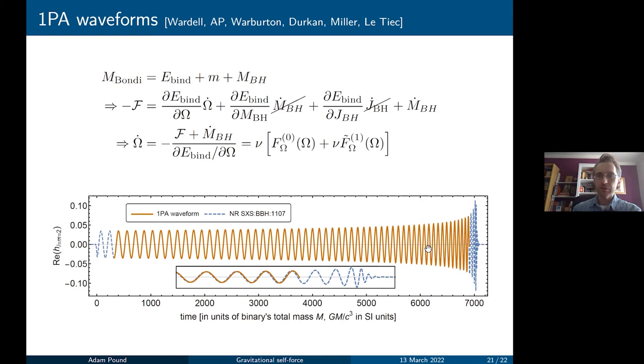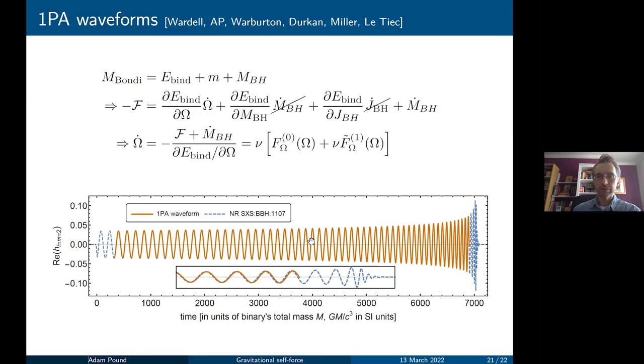The inset here is zooming in on the last few orbits. Keep in mind that here I'm plotting the 2-2 mode. So one orbit is actually two cycles, like from here to here. So I'm cutting off the waveform just over one orbit before merger. And you can see we're still pretty accurate even at the end where we cut it off right there. I think this is like 0.02 radians or something in this particular example. So it's very, very accurate. The amplitudes are incredibly accurate.